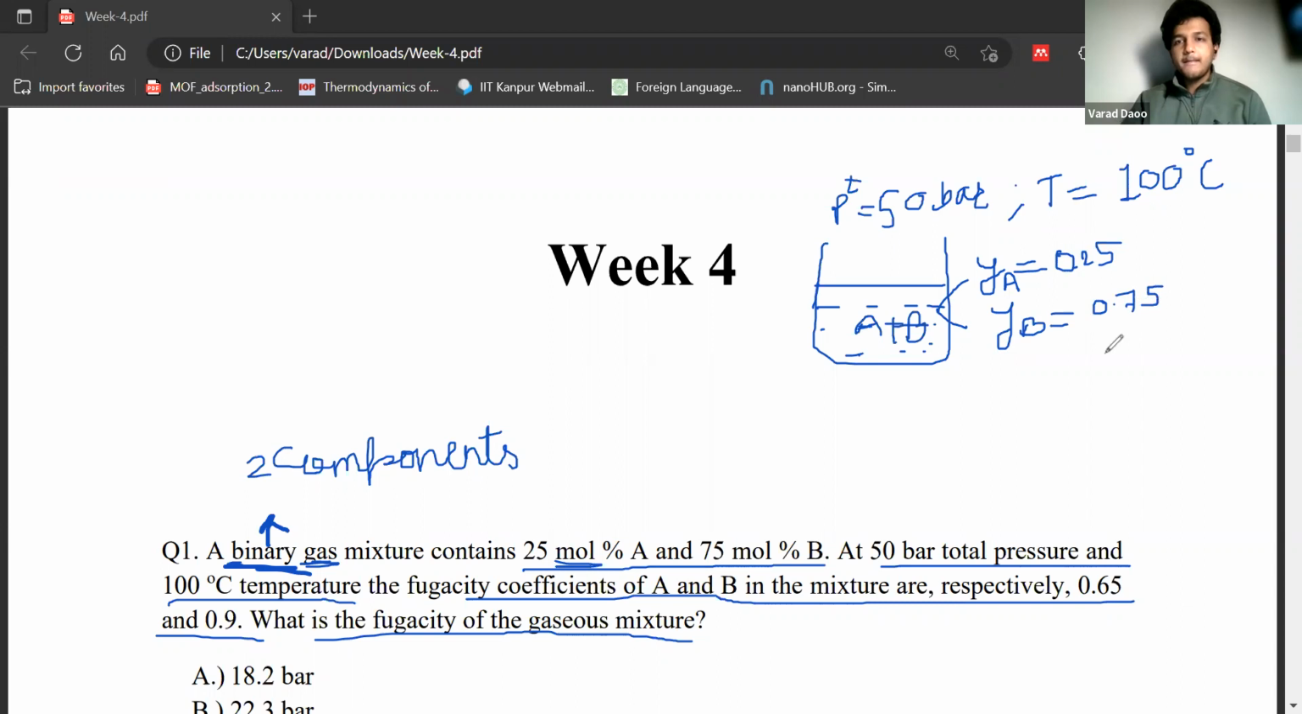We are given the fugacity coefficients phi A and phi B, which have been given as 0.65 for A and 0.9 for B. Then we are asked for the total fugacity of the mixture. So this is the problem statement.